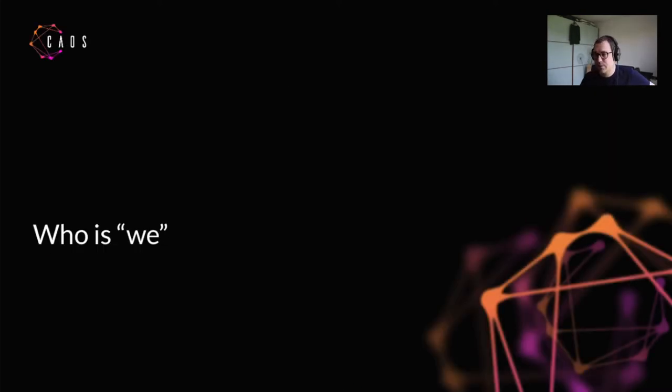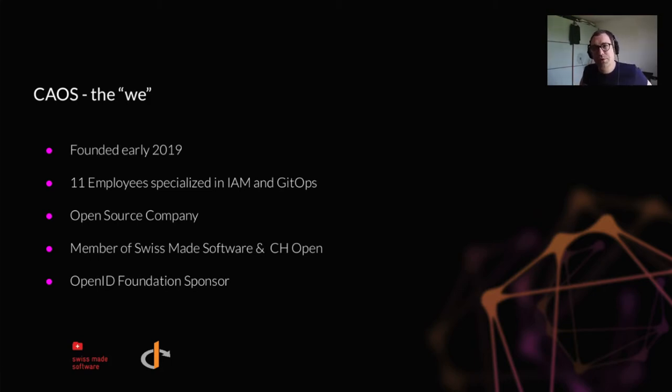Who is "we"? By we, I mean Chaos. The company, or the legal entity itself, is called Chaos, and the product we have is ZITADEL, the cloud-native IAM. To give you a sense of who we are, we are 11 people, all specialized in the identity and access management field, and also in GitOps, because we run ZITADEL as a cloud service as well. So we need GitOps people to run ZITADEL efficiently. You will see why I talk about GitOps and not DevOps: we think GitOps is the right way to do things around a security solution.